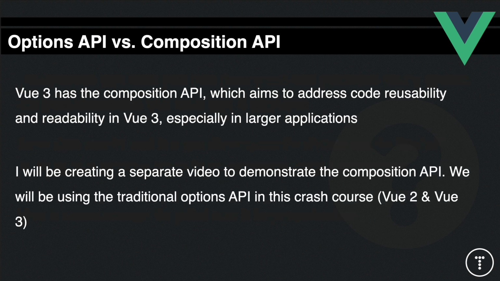Now, Vue 3 has a new composition API, which aims to address code reusability and readability. Traditionally, components use what's called the options API. That's what we're going to be using here. Although, like I said, I will be doing a separate video on the composition API.